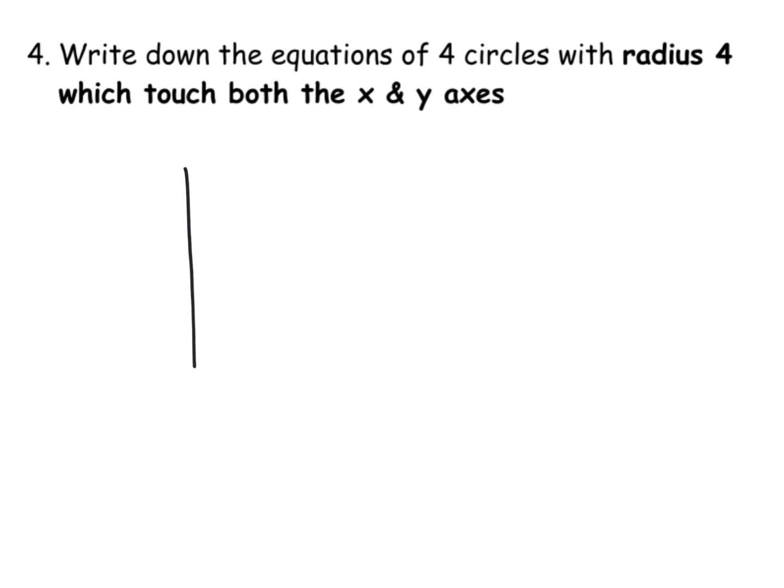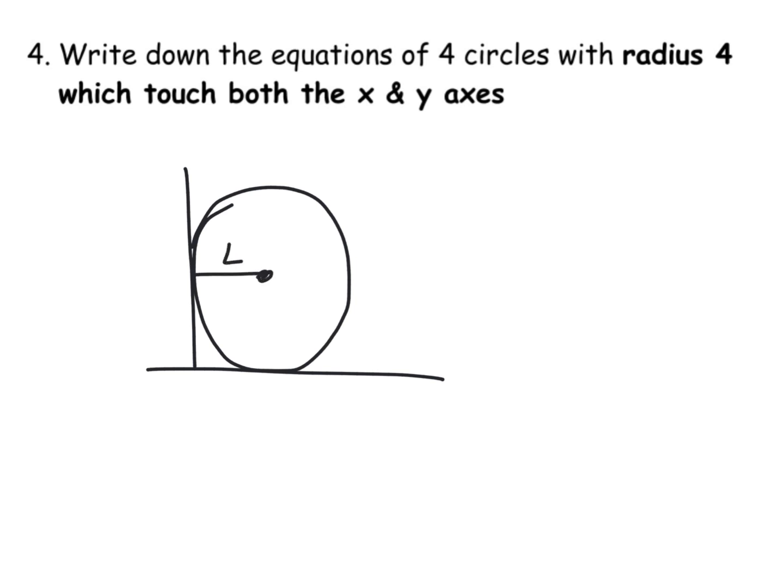So the most obvious one would start like this, and you think, okay, it's going to touch here and touch here. And it's going to have a radius of 4 that way and 4 that way. So my centre would be 4, 4. And that's just one of them. The others would appear in all these other quadrants.